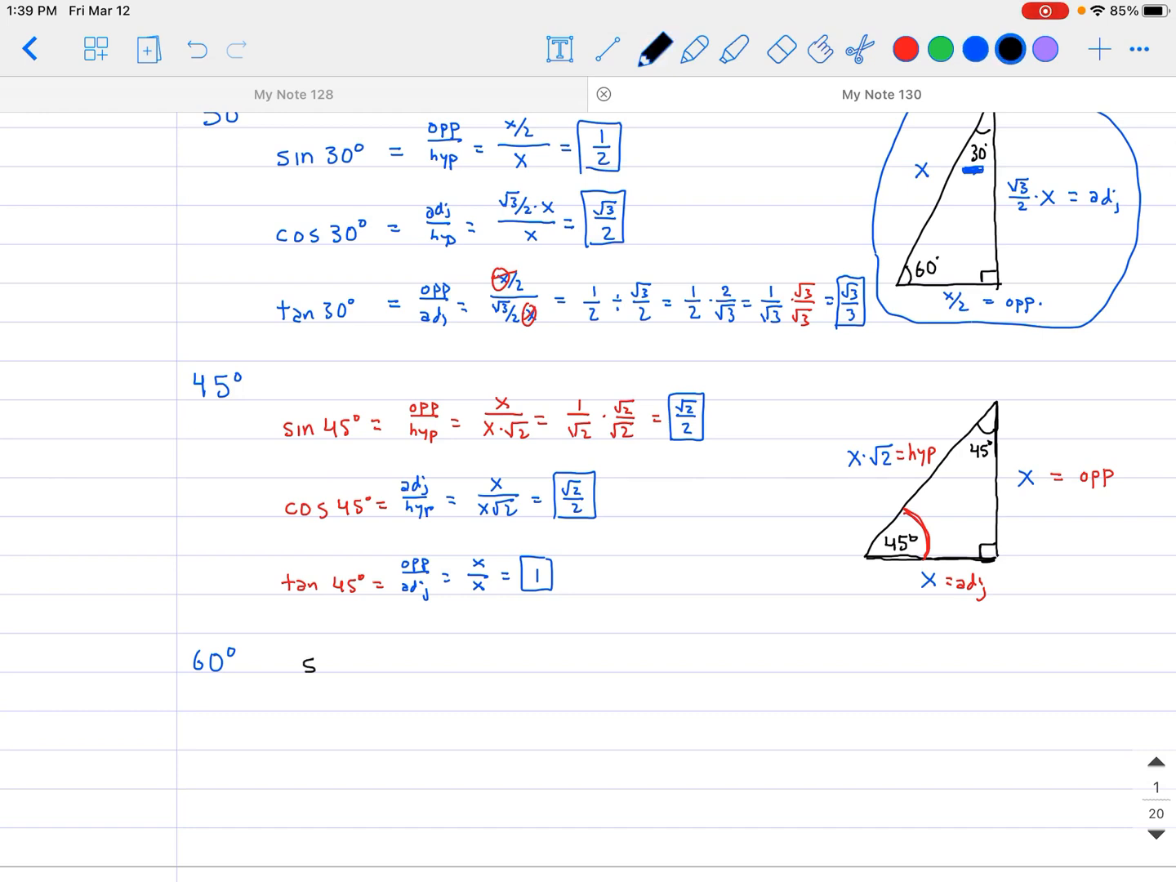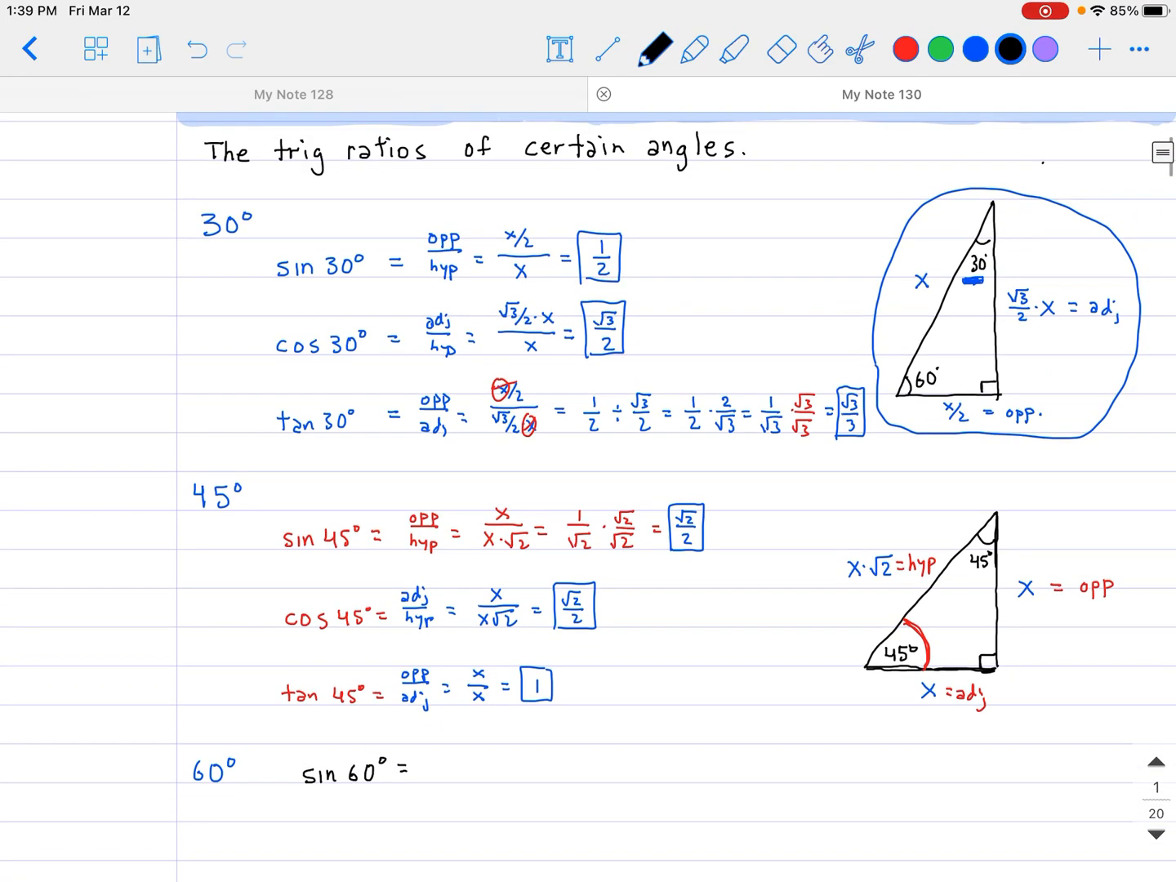Okay, so let's say I want the sine of 60 degrees. Going back up into this triangle, this is now my angle of reference, right? So this right here is now going to be its opposite, and this right here is going to be its adjacent. So the sine of 60 is going to be the opposite, root 3 over 2 times x, divided by the hypotenuse, which is x.